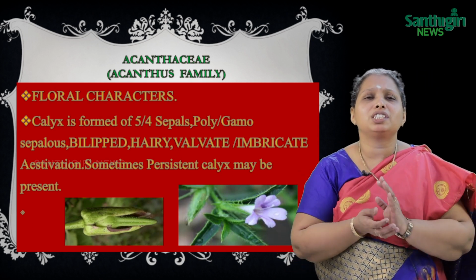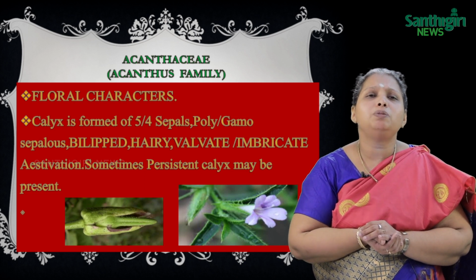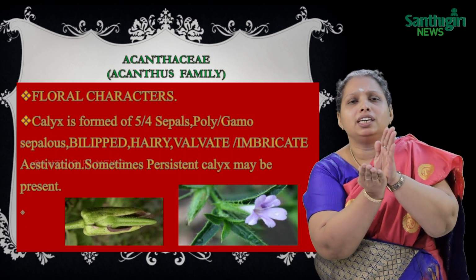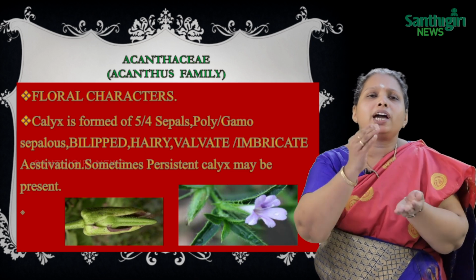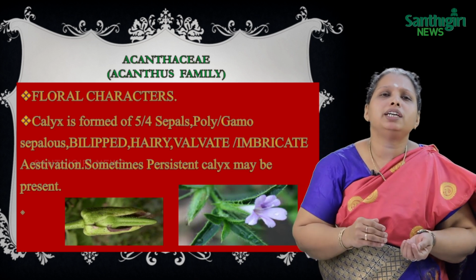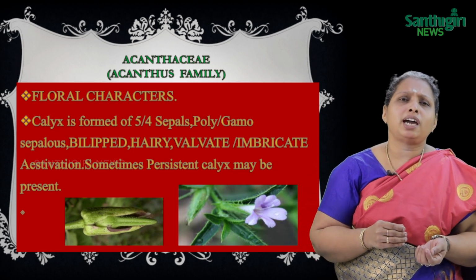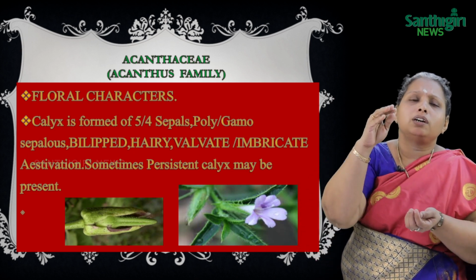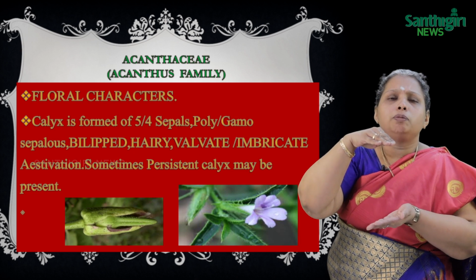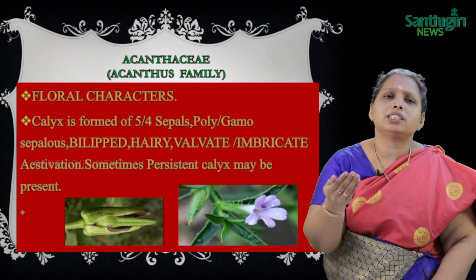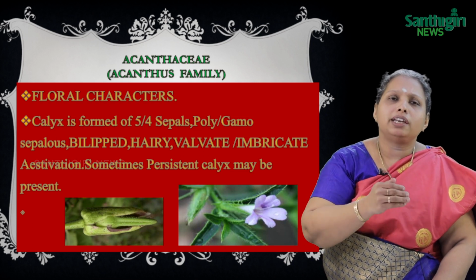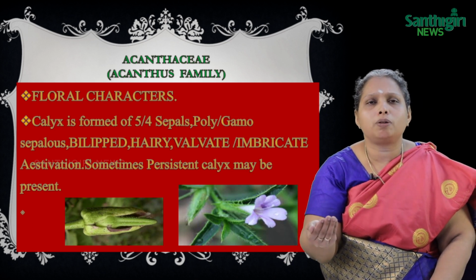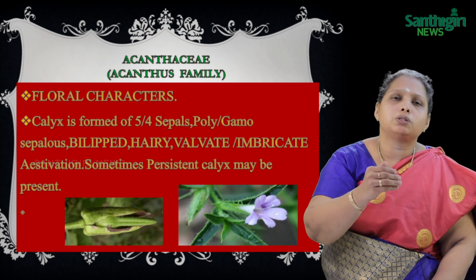Another interesting feature about calyx is bilibbed or bilabiate. That is the case of an open crocodile mouth. Calyx is 2-libbed, with upper lip and lower lip present. In some cases the upper lip is formed of 3 and the lower lip is formed of 2, and in other cases the upper lip is formed of 2 and the lower lip is formed of 3.